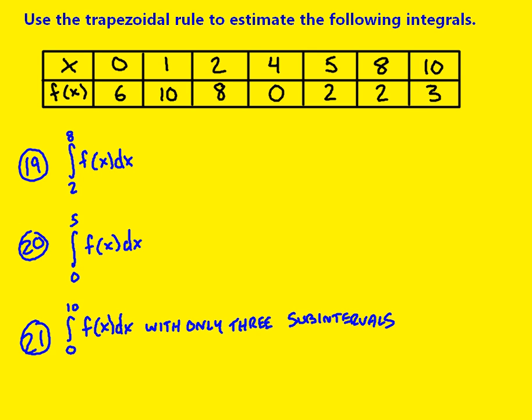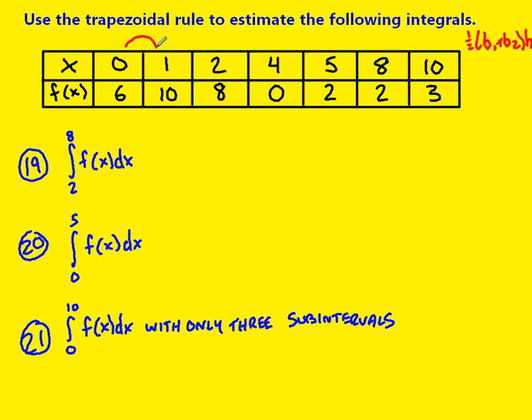Your review for the trapezoidal rule portion of your upcoming test. All we're going to look at, remember, trapezoid is 1/2 base 1 plus base 2 times the height. So remember, your function values will be your bases, your difference in the x values will be your height.